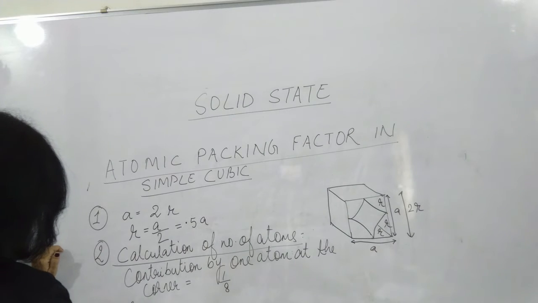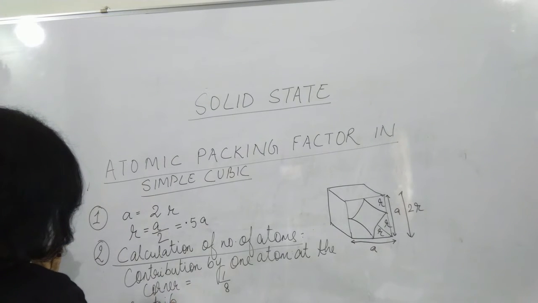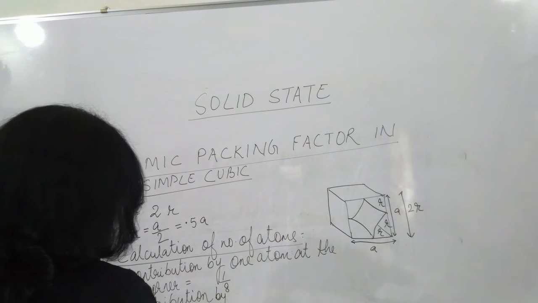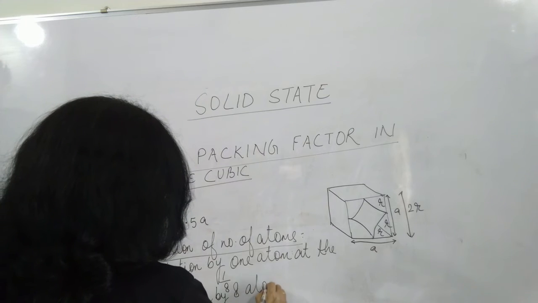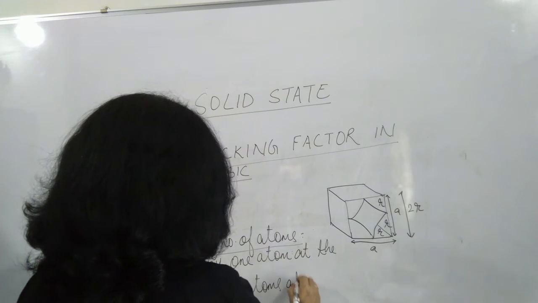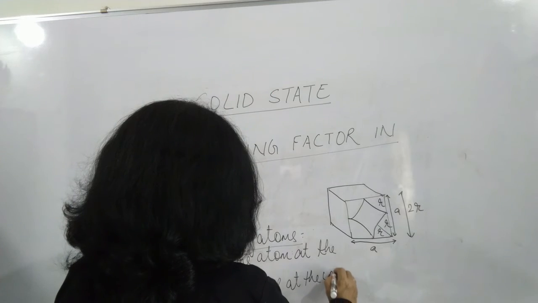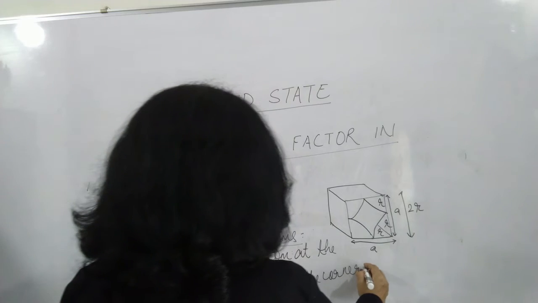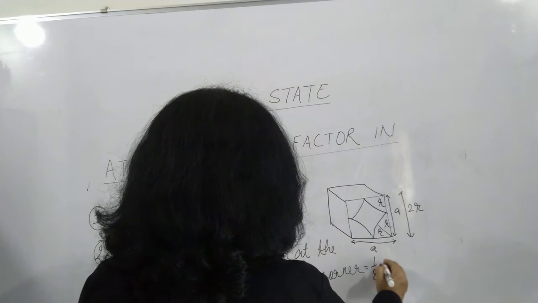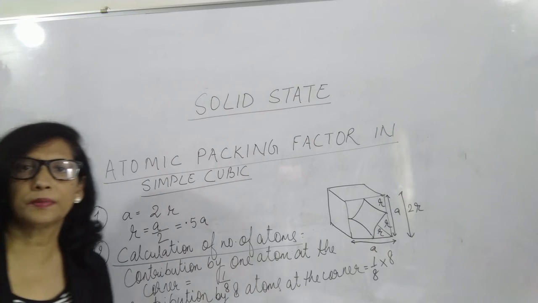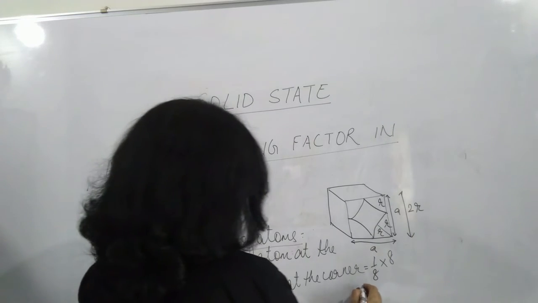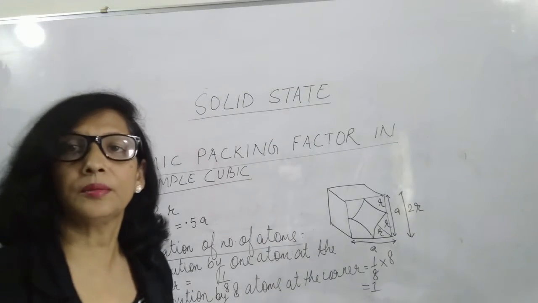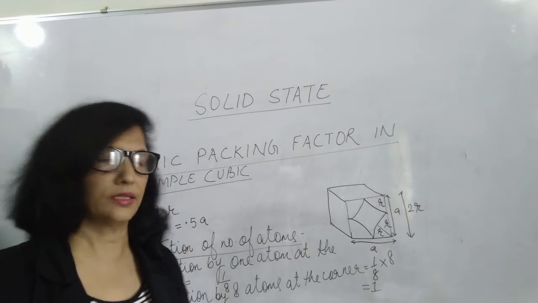So the contribution by 8 atoms at the corner will be equal to 1 by 8 multiplied by 8. So it is equal to 1. In case of a simple cubic, the number of atoms is 1.